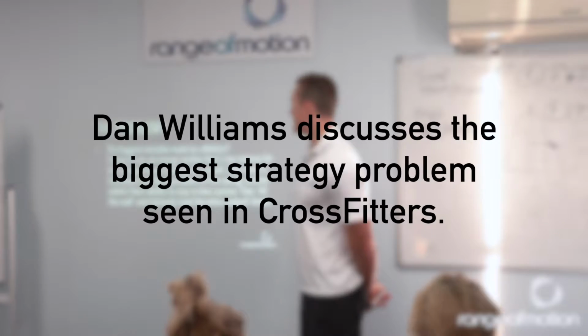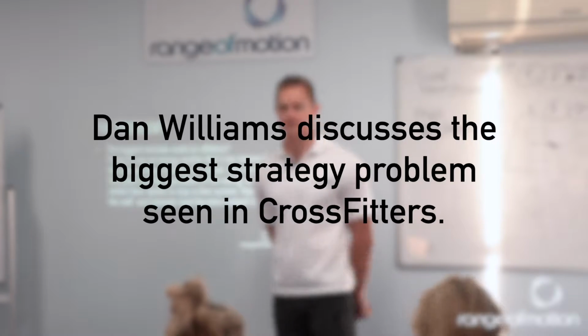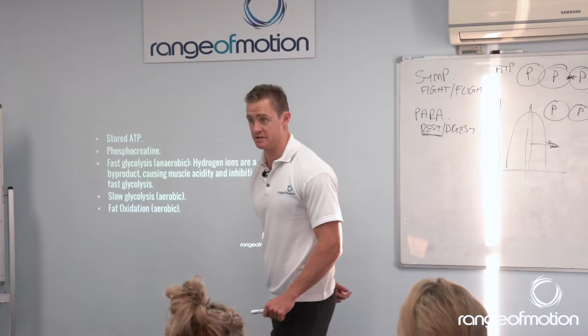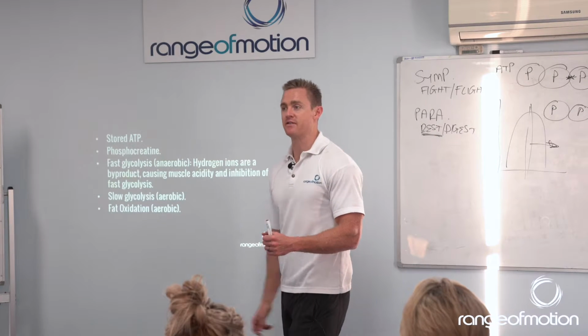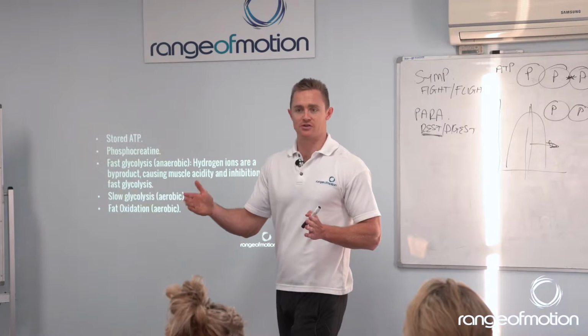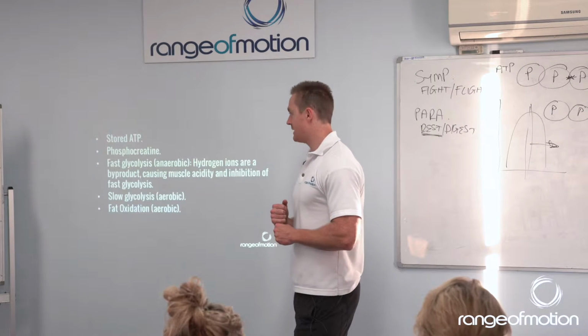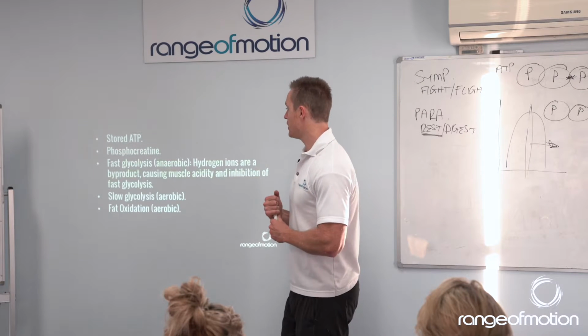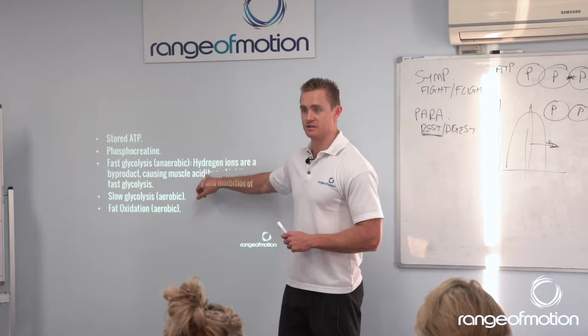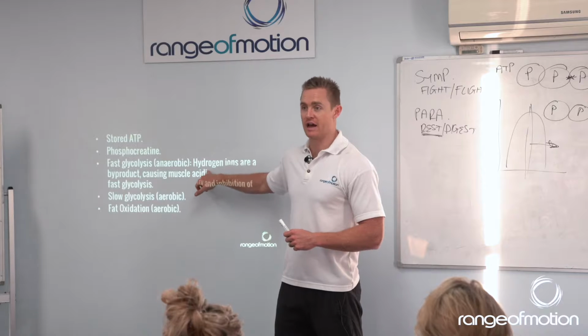View, the biggest mistake is that they're trying to use an energy system that's too intense for the time domain of the session that they're trying to do. So let's say you've got an 800-meter run. They try and use purely fast glycolysis, which you might use for a 400, for an 800.